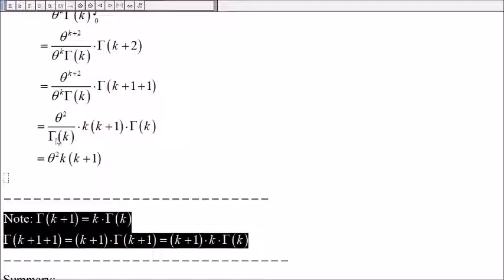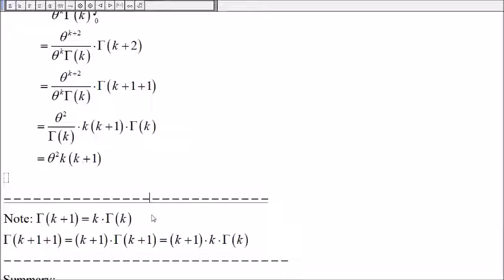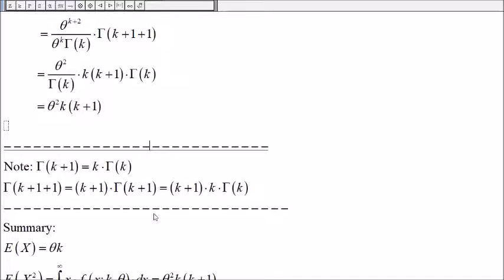Gamma of k dividing by gamma of k is 1. So what's left is theta squared times k times k plus 1. Actually, what's left is theta squared times k times k plus 1 over gamma of k cancelled. And so this is the expected value of x squared, where x is the random variable that has a gamma distribution.